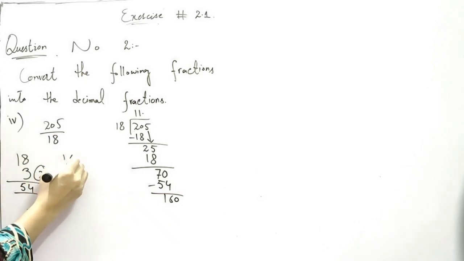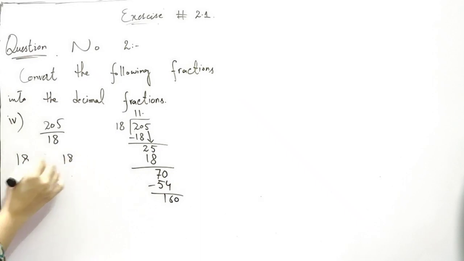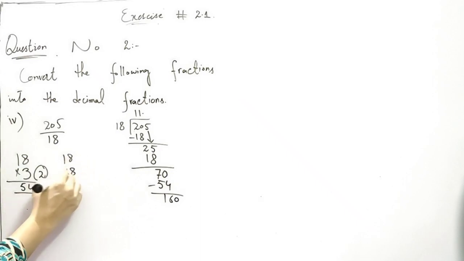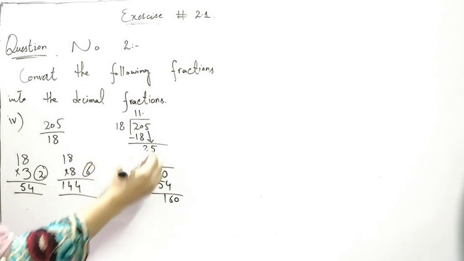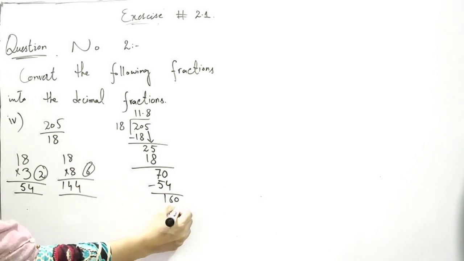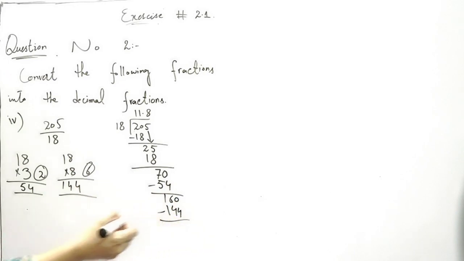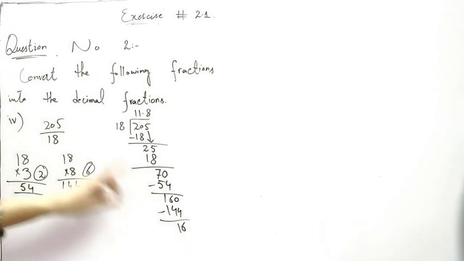So 18 multiplied by 8, we get 144, and this is a less value than the 160, so we can write 144. Now minus 144 from the 160, we will get again 16. Okay, so this is also less than 18.